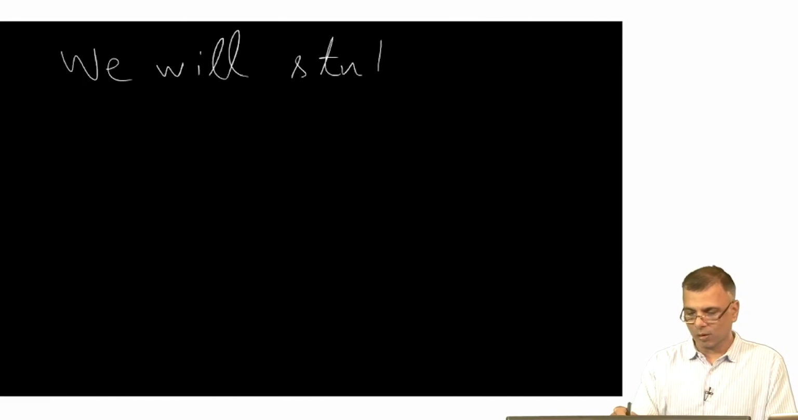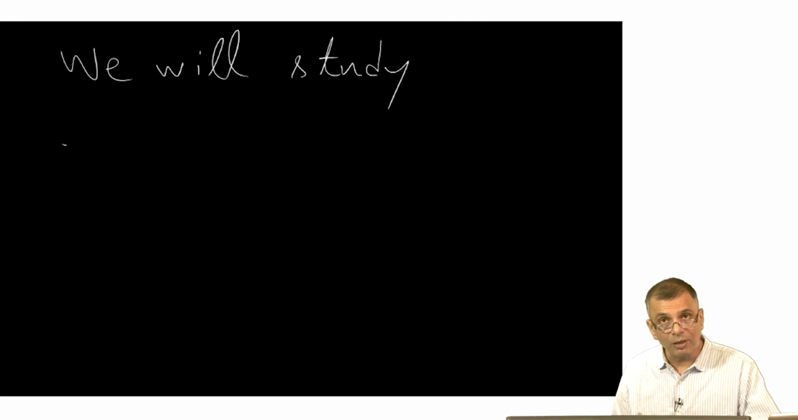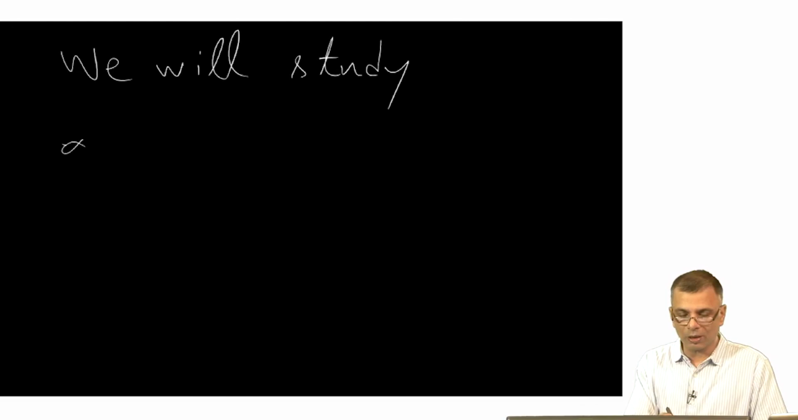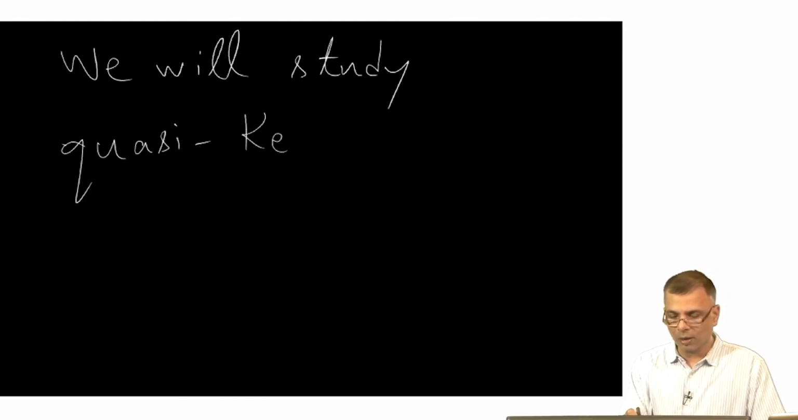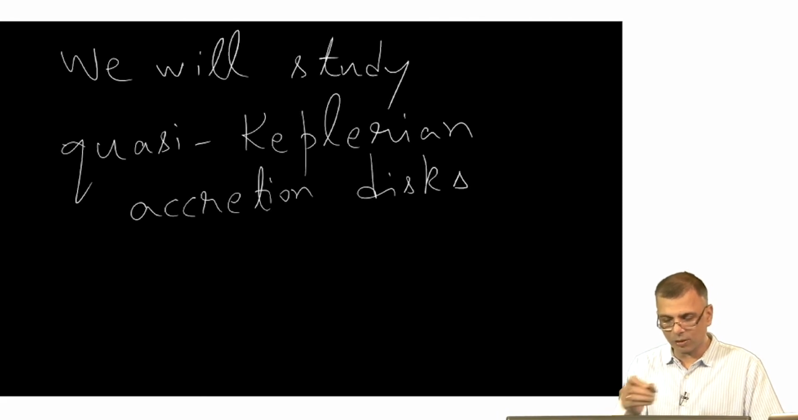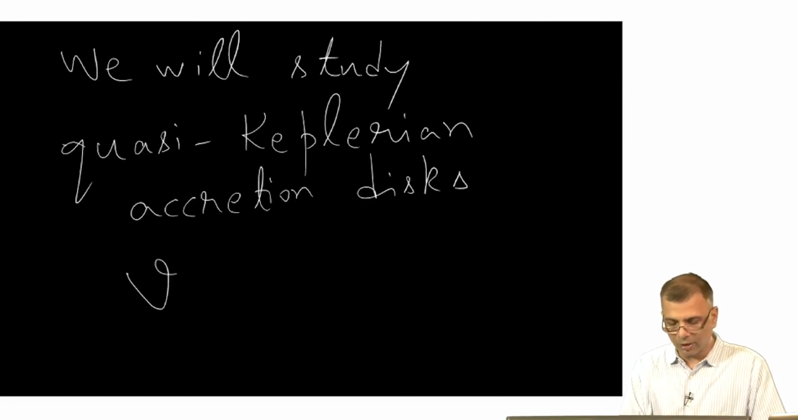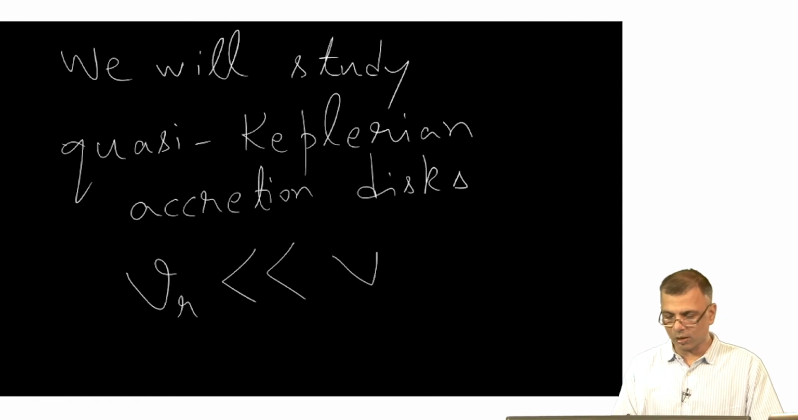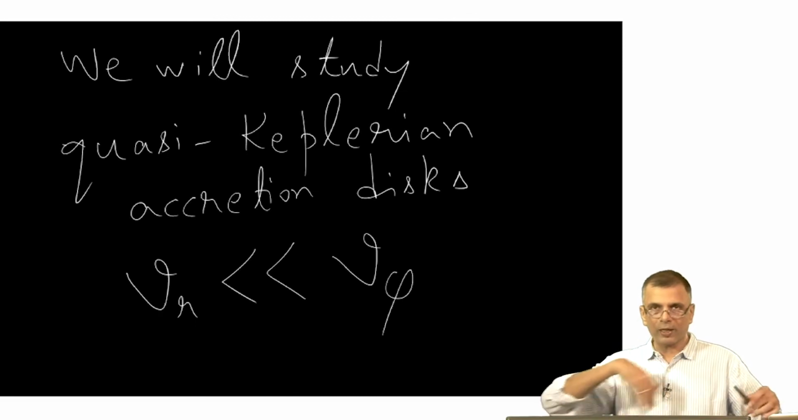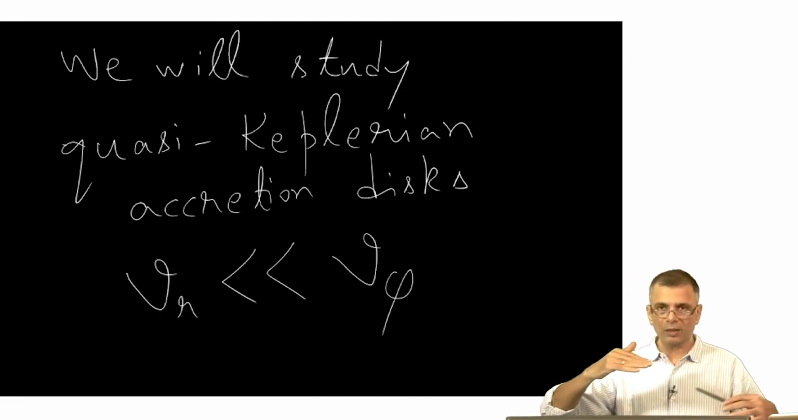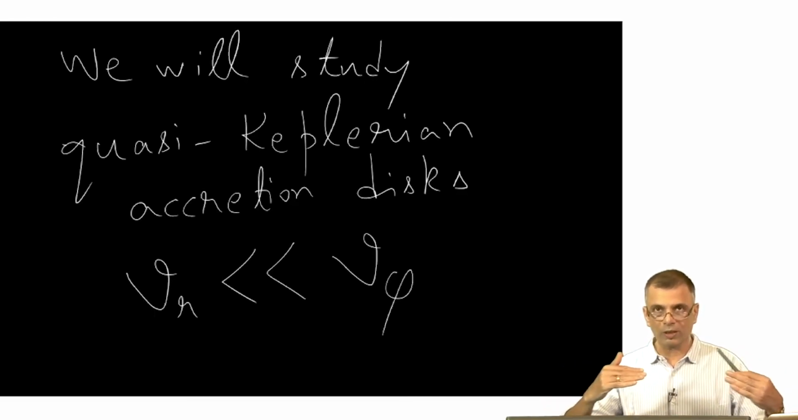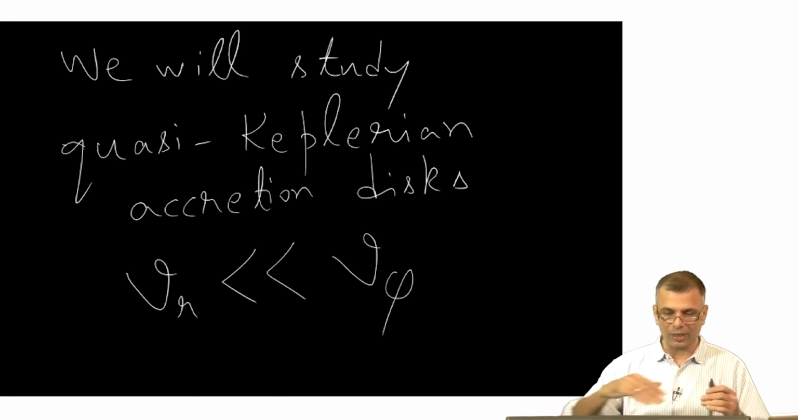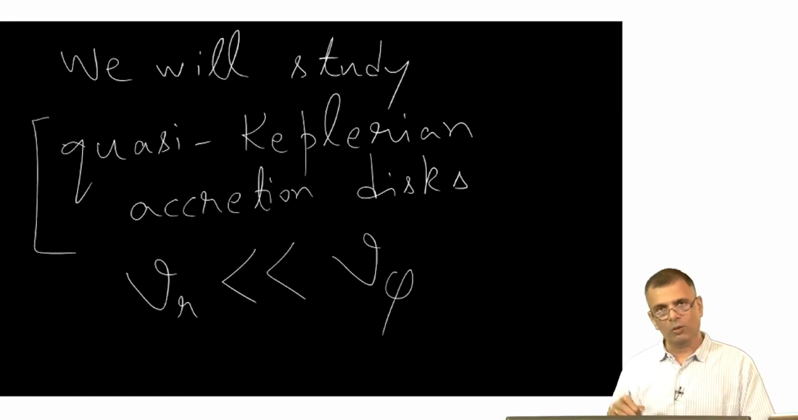Okay, so henceforth, we will study not quite Keplerian accretion, because that's of no interest, not exactly Keplerian accretion disks, but quasi-Keplerian accretion disks. And what's quasi about the quasi-Keplerian? These are disks where there is a certain inward component, a radial component of velocity, but it's much, much smaller than the azimuthal component. So you have a disk which is mostly Keplerian, mostly rotating this way, but there's also a very small inward component of velocity. So you have a gas that's slowly sinking in as it's rotating. So this is what we will study from now on, quasi-Keplerian accretion disks.